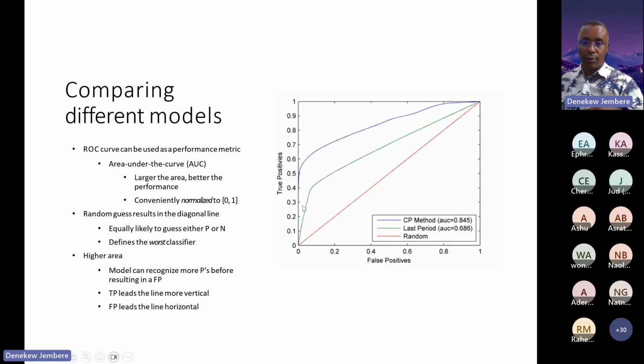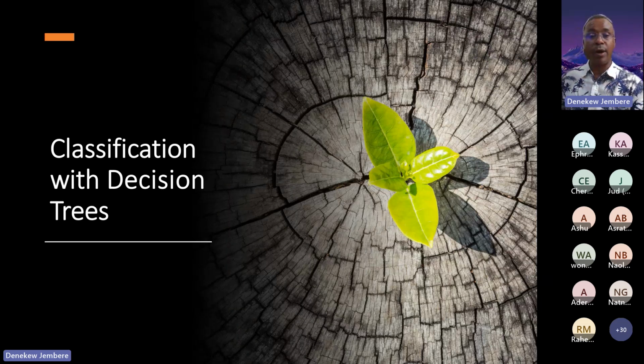And you can evaluate multiple models using the ROC curve. If you have an ROC curve which is at the highest position, that means the model represented by that particular curve performs better than the other models. So we discussed that. Today we will continue discussing one additional supervised machine learning model, which is classification with decision trees.